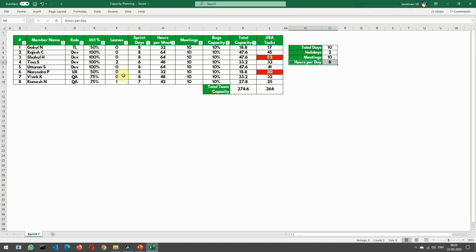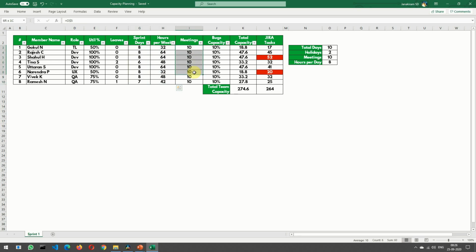If we come back to the sheet, you can see that there are 2 team members who are taking leaves. Tina is taking 2 leaves in the upcoming sprint, and Ramesh is taking 1 day in the upcoming sprint. Now, effectively, if we subtract the leaves and holidays, this is the availability of the team members. Look at Tina, she has availability of 6 days, and Ramesh 7 days. If we convert the days into hours, this is what it looks like.